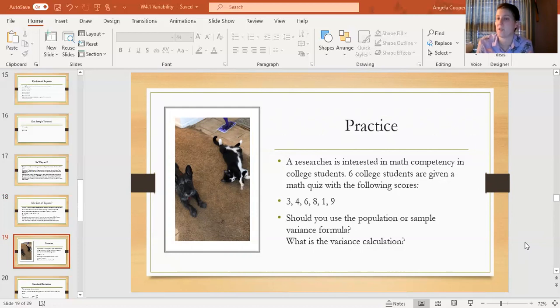If they were interested in only the 6, it would be more clear. It would say a researcher is only interested in the competency of these 6 students, but it's not. It's saying the researcher is interested in all college students, but we only have 6, which is, by the way, a terrible sample size. But for the simplicity of calculating variance, I have these small sample sizes so we don't pull our hair out. So we have our scores of 3, 4, 6, 8, 1, 9. We know that we're going to be calculating the sample variance.